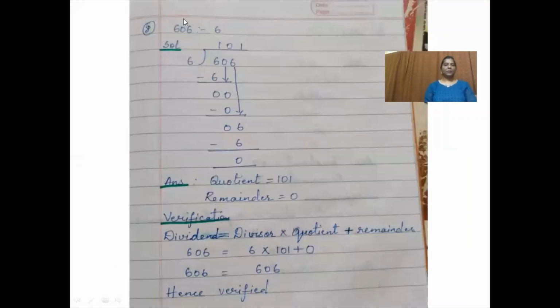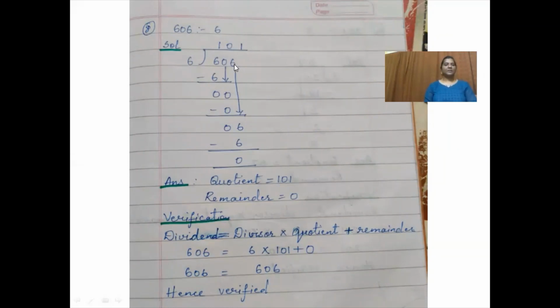Now the third problem. 606 divided by 6. Now 6 is a divisor. 606 is dividend. So here we use table of 6. The number in the hundreds place is 6. First check whether it is divisible by 6. Yes. 6 ones are 6 and 6 minus 6 is 0. Now the next number in the tens place is 0. Now get that number down beside 0. Now 6 zeros are 0. 0 minus 0 is 0.